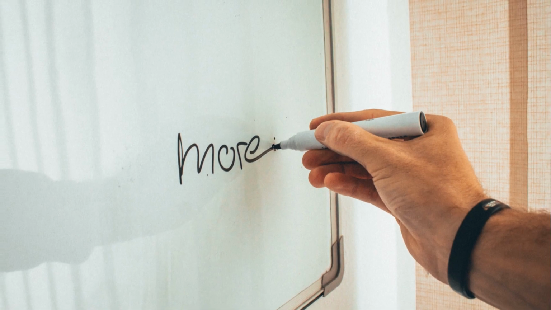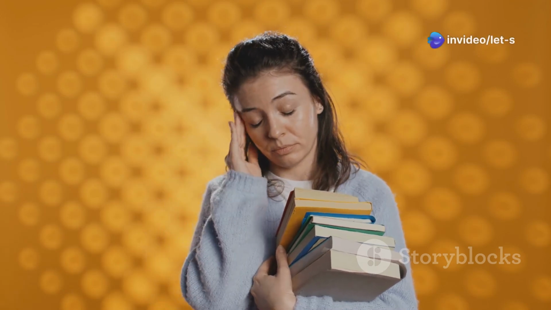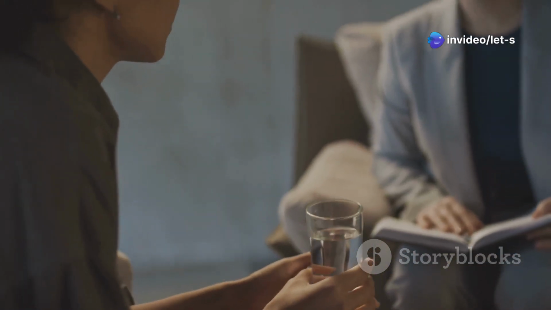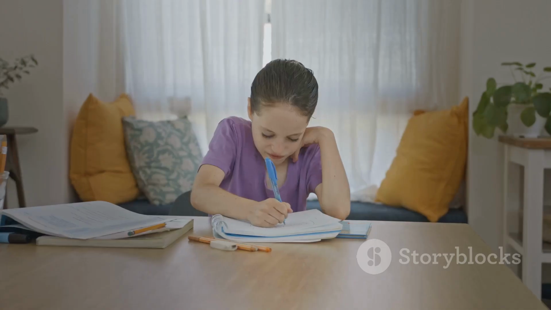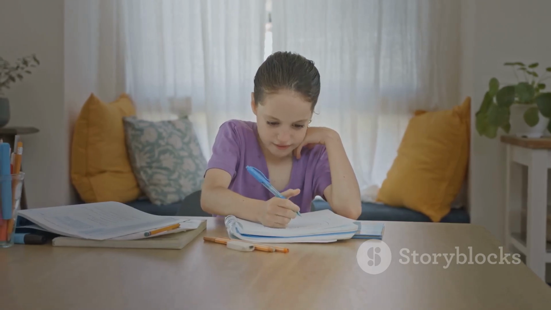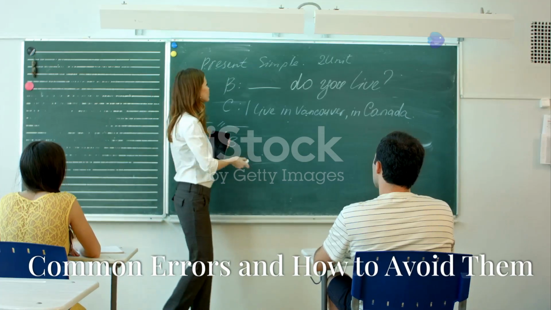More is the opposite of both less and fewer. It can be used with both countable and uncountable nouns. More books, more water, you got it. Mastering these three quantifiers will significantly improve the accuracy and naturalness of your English. Pay attention to the type of noun you're using and choose the appropriate quantifier.